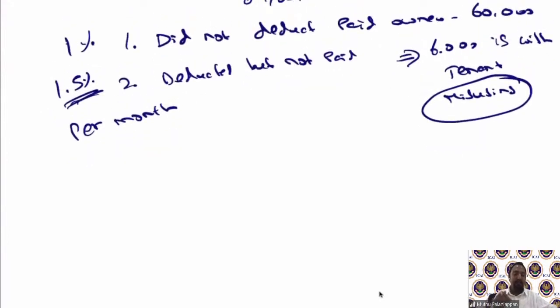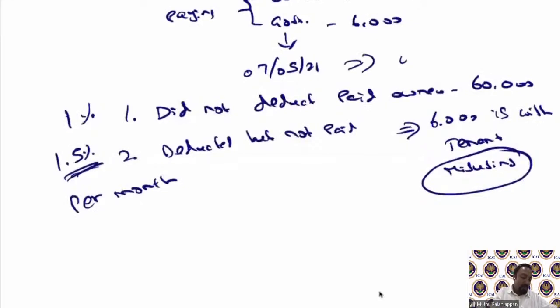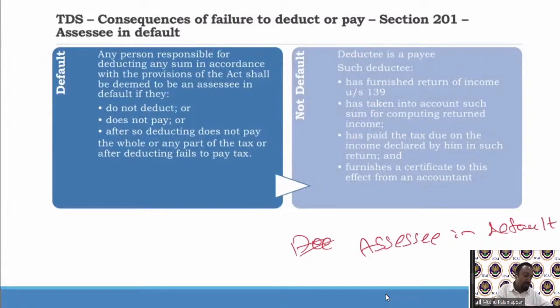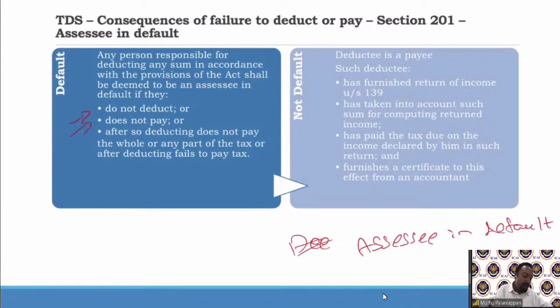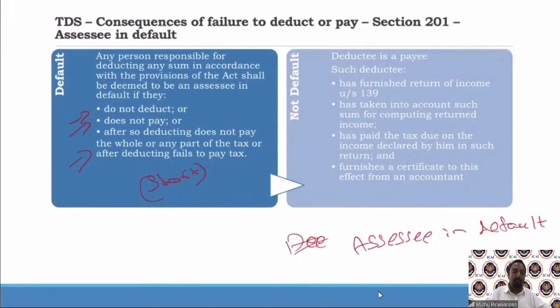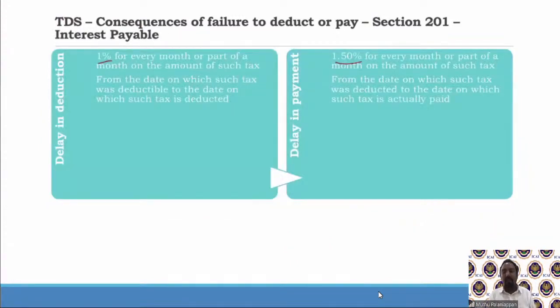Now this interest is calculated monthly, 1.5% per month. So if you're paying it on 7th July 21, you will actually default. But what did we say? If the respective person returns the income, then you are not assessed in default. You will be assessed in default if you have not deducted, if you have not paid, or if you have deducted short, that is short deduction, short payment. So all three are covered. But if the other person, the payee, has furnished the return, computed that amount, and paid the tax due, then it is not applicable. So this is what assessing in default is about. We saw this in the first slide of the initial session yesterday itself. So this is interest, and with that, TDS is done.